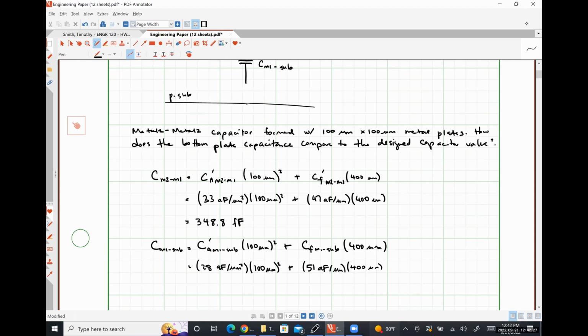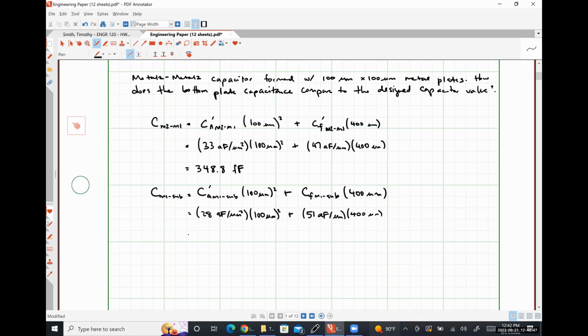The thing here that I'm really trying to point out is that the capacitance per unit area between metal 2 and metal 1 is extremely close to the capacitance per unit area between metal 1 and the substrate. Similarly, that's true for the area capacitance figure and the fringe capacitance figure. So if we do the math here, what we'll find is that our parasitic capacitance is 300.4 femtofarads. And so this number is 86.12% of our designed capacitance. Okay. Very, very significant, right?